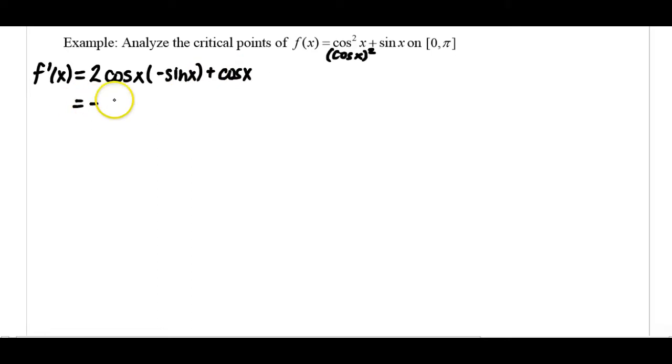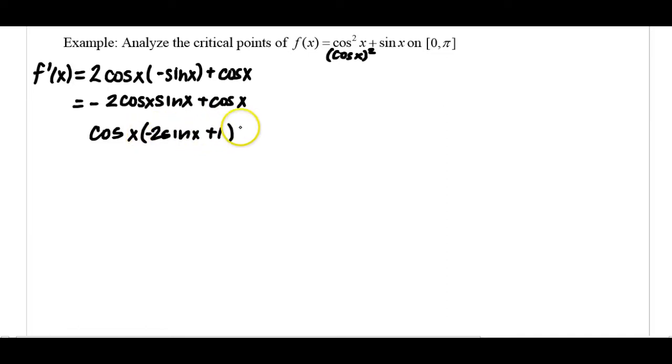So I'll go ahead and simplify this. This is negative 2 cosine x sine x plus cosine x. So now I want to set this equal to 0. So to do that, I'm going to factor out what I have in common, this cosine x. So what I'm left with is negative 2 sine x plus 1. And now I have this product equal to 0. So by the zero product property, I can set each one equal to 0.